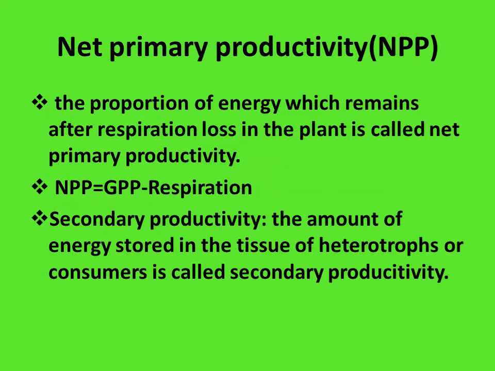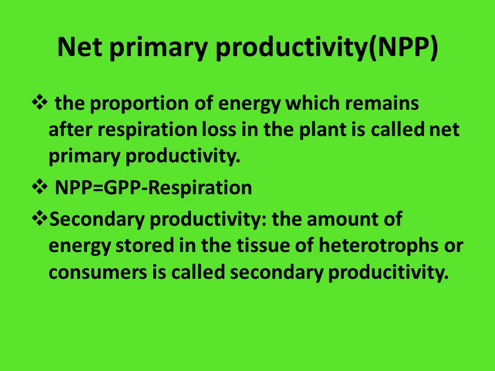The energy which remains after respiration loss in the plant is called net primary productivity. So plants also respire, they are also wasting some energy through respiration. So the total productivity minus respiration is called NPP, net primary productivity. GPP minus respiration is called net primary productivity. This is a 2 mark question.